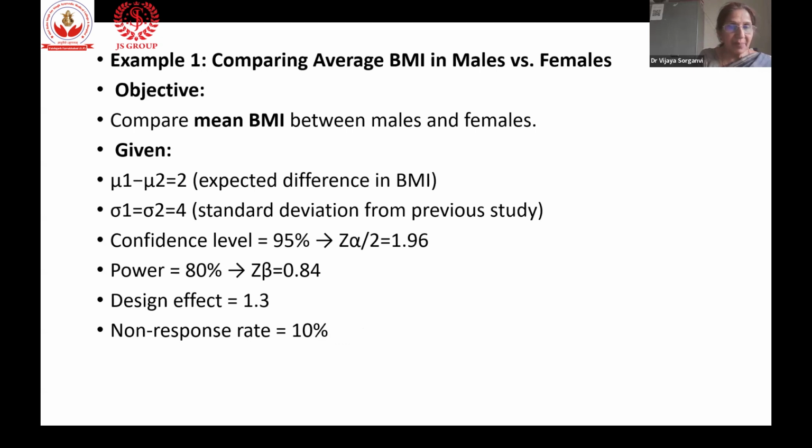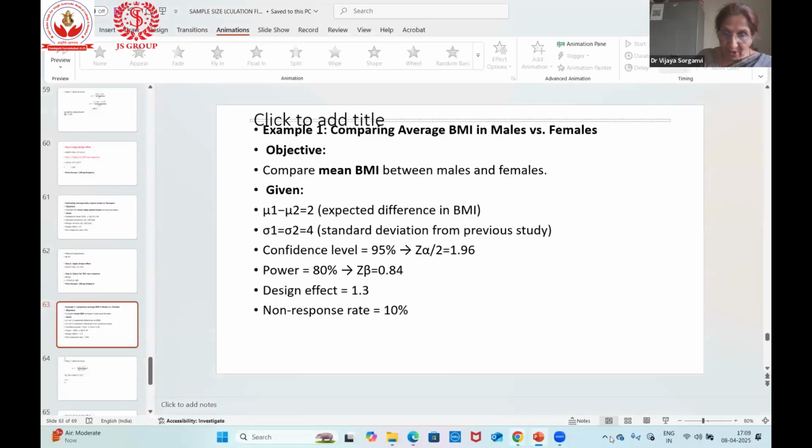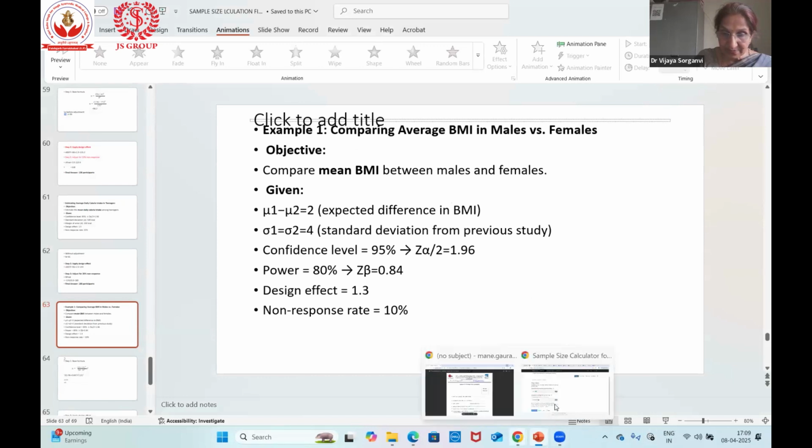This is another example comparing the average BMI in males versus females. It is between two groups, males and females. How to calculate? Before that, let us discuss how to calculate sample size for one group for a quantitative study, using mean and standard deviation.